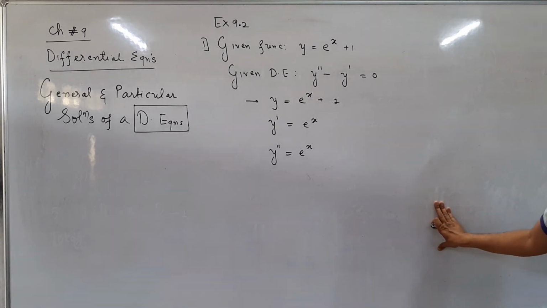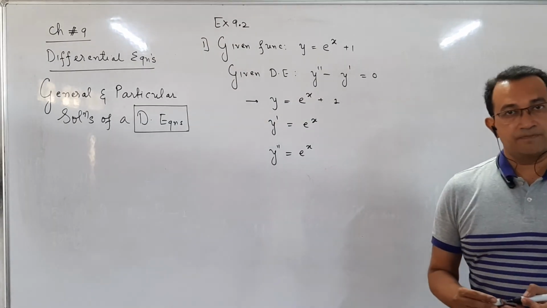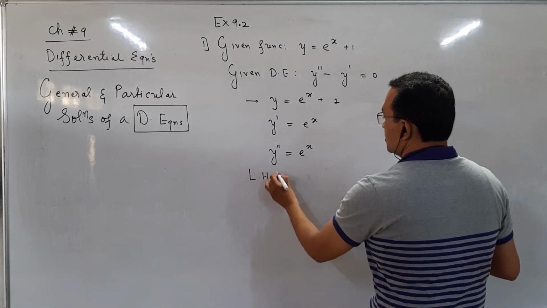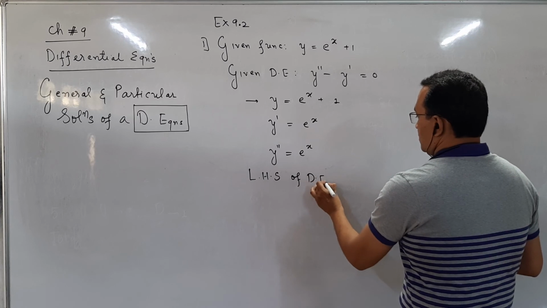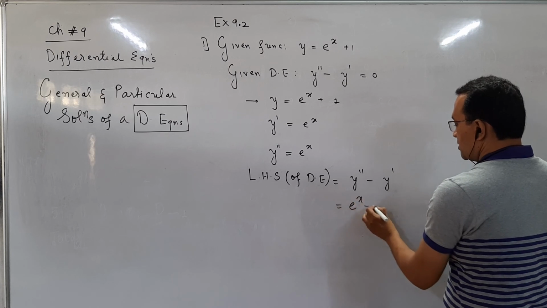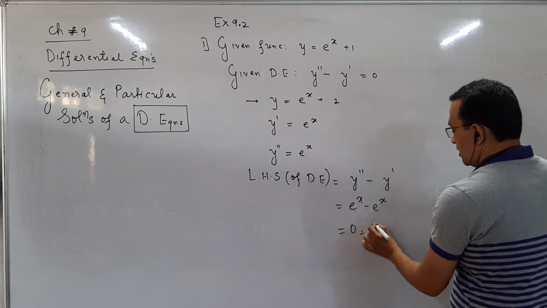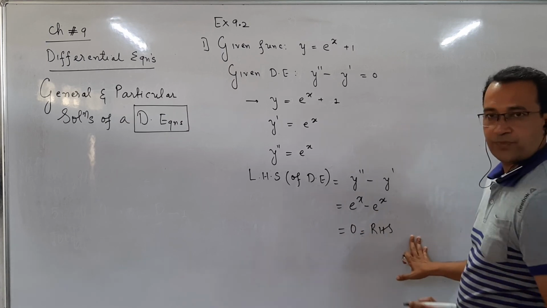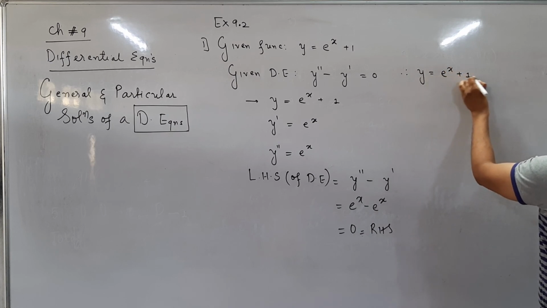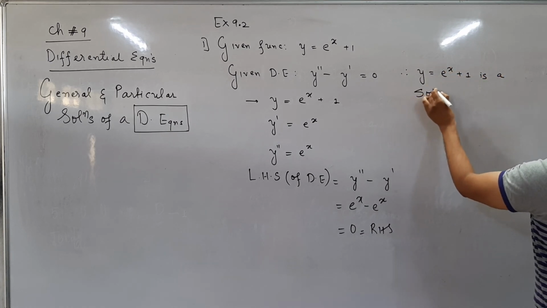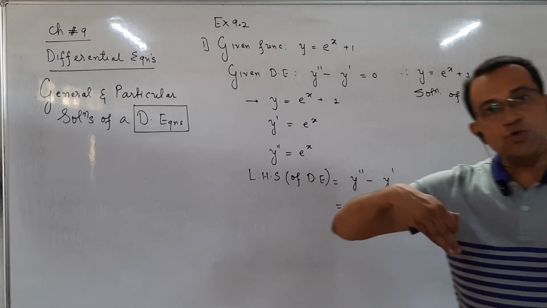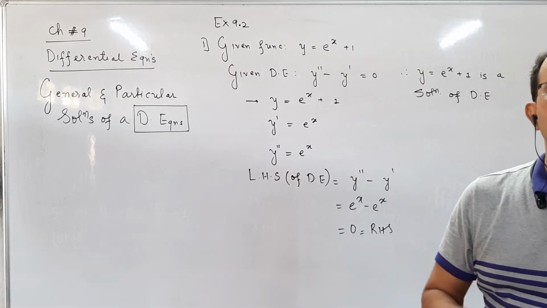Yes or no? Now there are two ways to do the sum. First, the LHS of the differential equation is y double dash minus y dash, and y double dash is e raised to x, y dash is e raised to x, and I am getting 0, which is the RHS. So y is equal to e raised to x plus 1 is a solution of the differential equation. This is the first way to verify. We have not proved, we have verified.